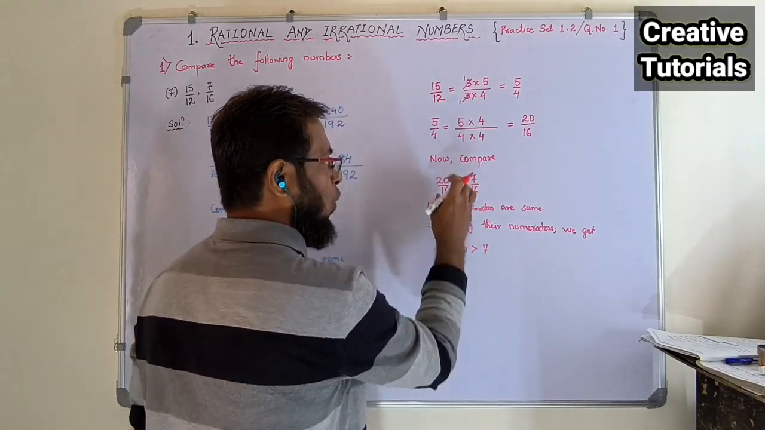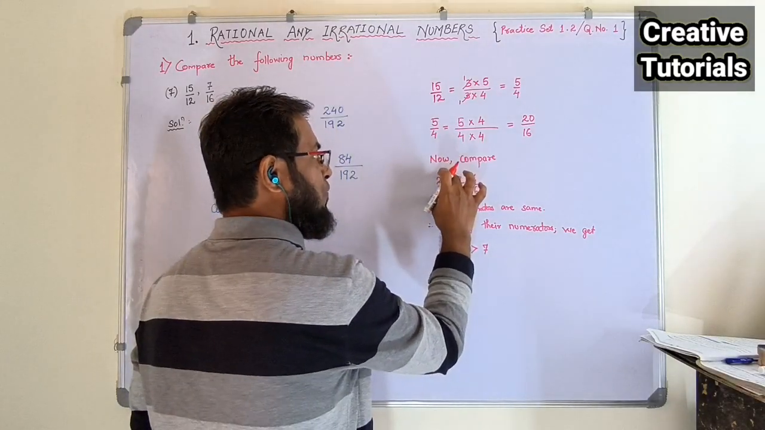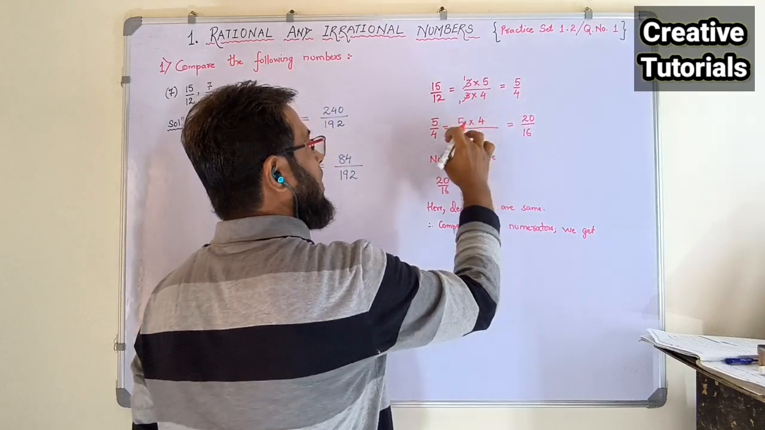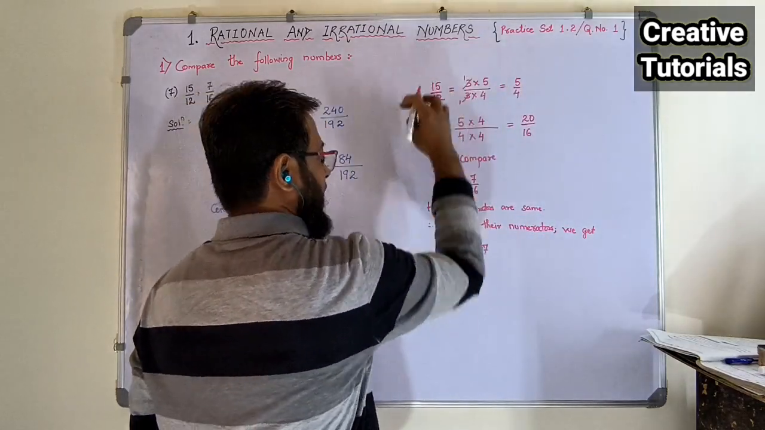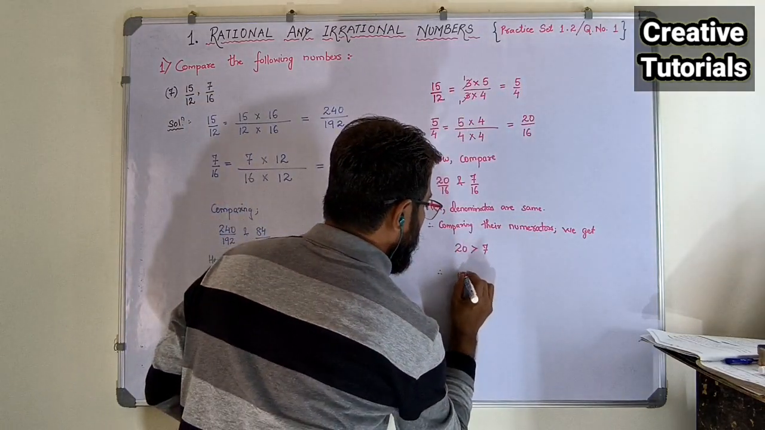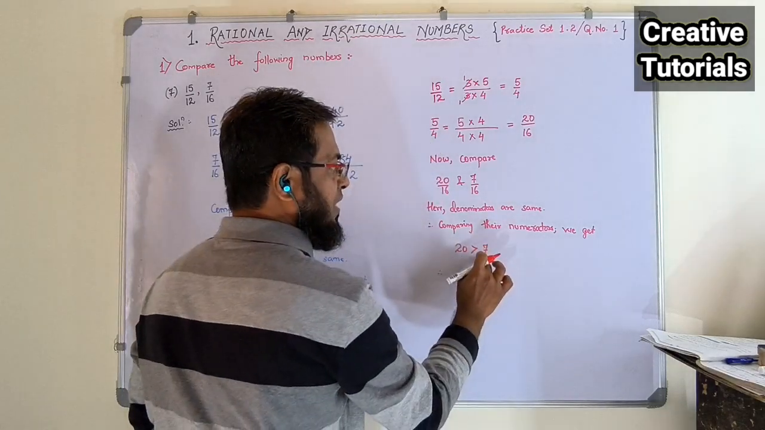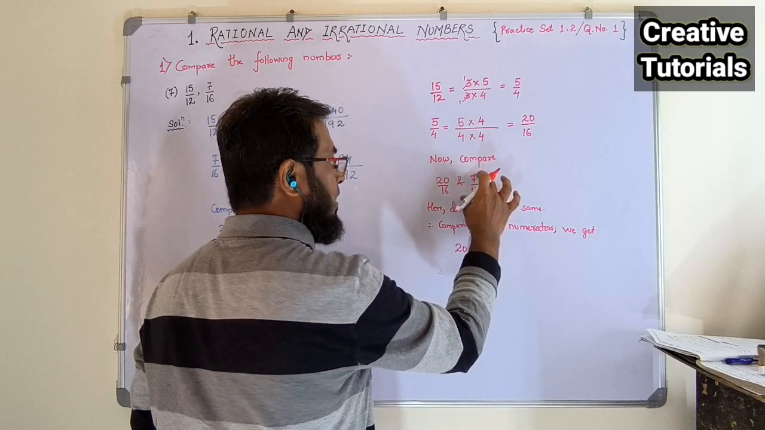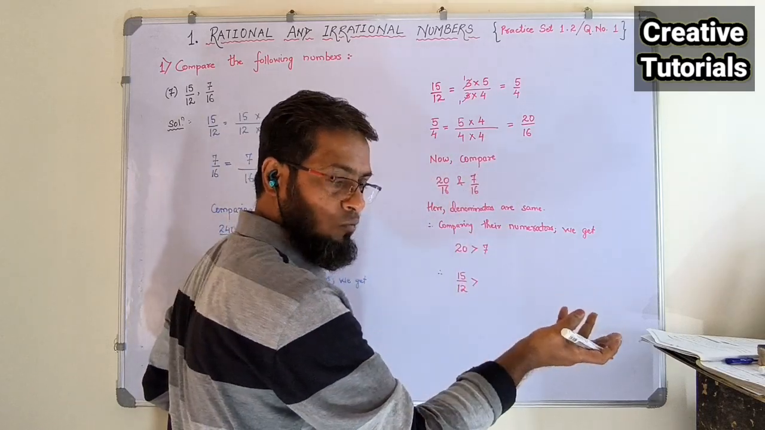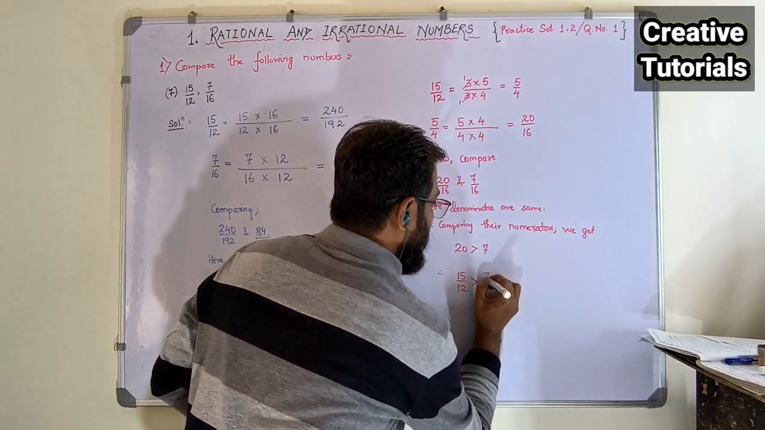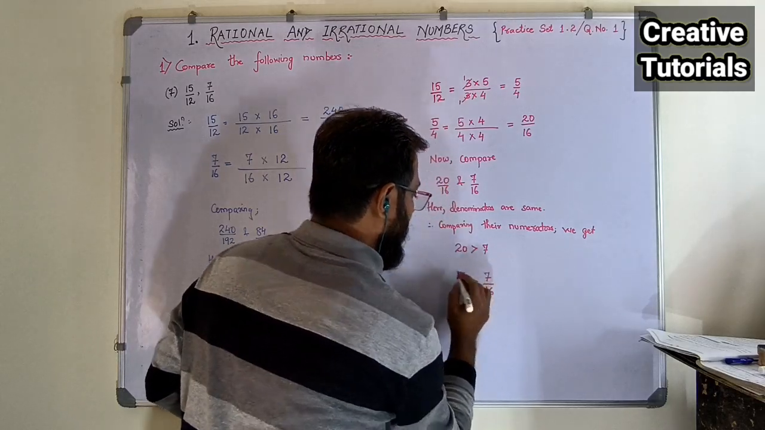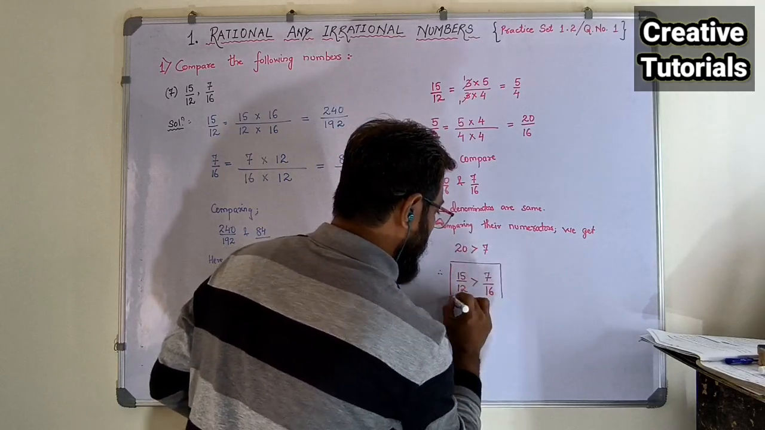Therefore, 20 I got from this fraction and this fraction is nothing but the equivalent of this fraction. Therefore, 15 upon 12 is greater than 7. 7 I got from this fraction and this is nothing but my second fraction given to me in the question. So I will write it as it is. Okay, so this is my final answer.